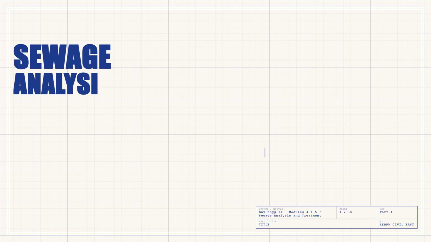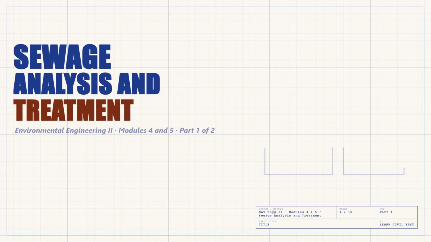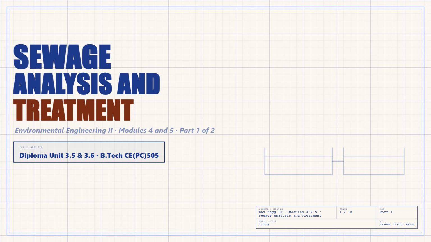Sewage Analysis and Treatment, Part 1. Environmental Engineering, Module 4 and Module 5. This is for the Diploma, Unit 3.5 and 3.6, and for B.Tech, CEPC 505.